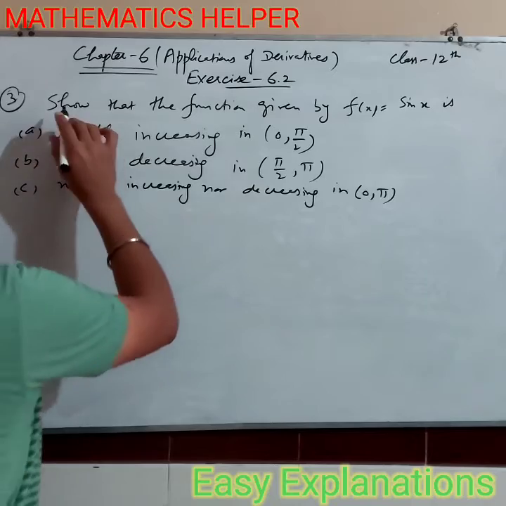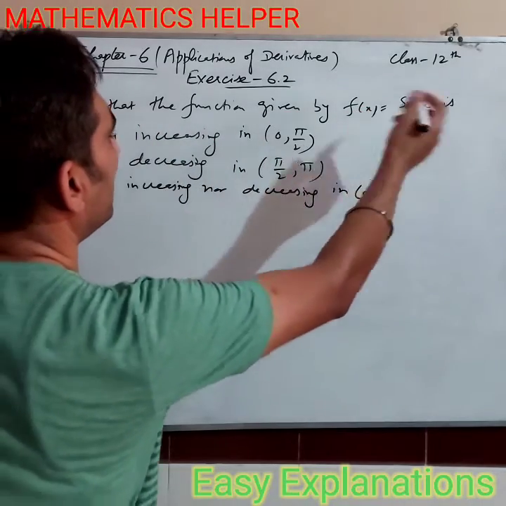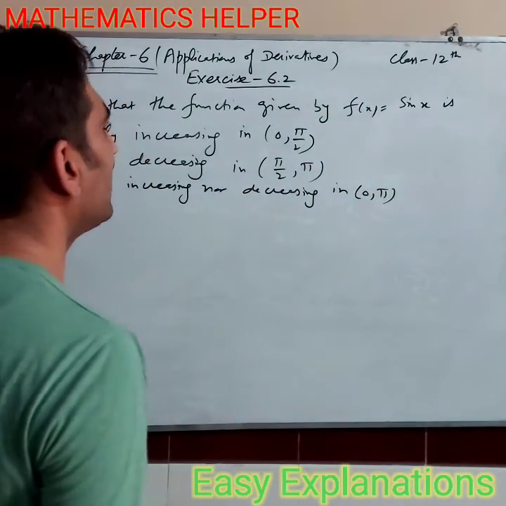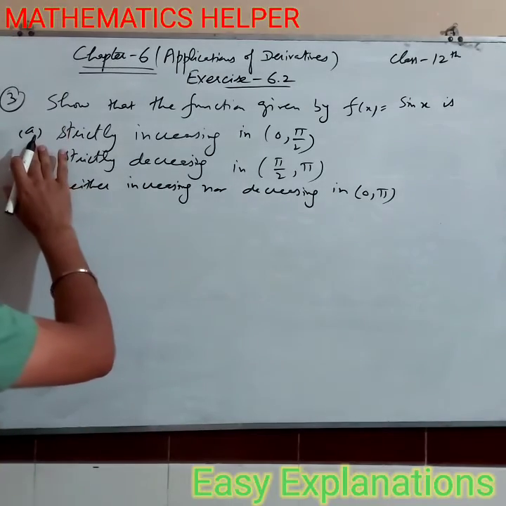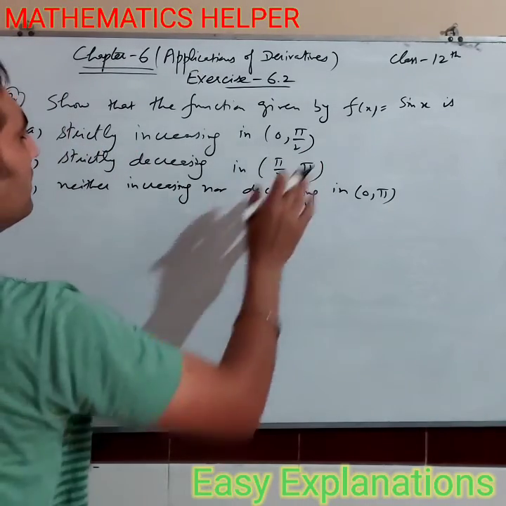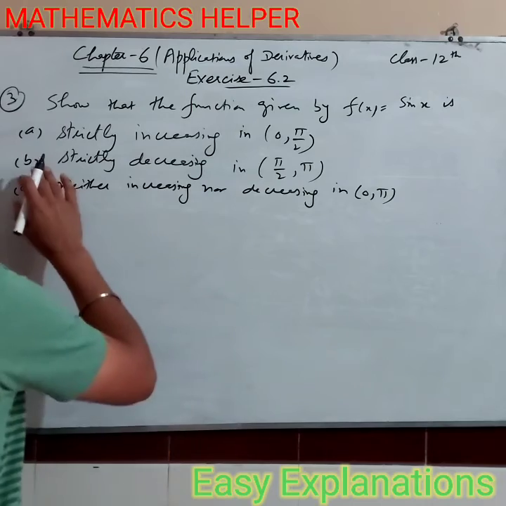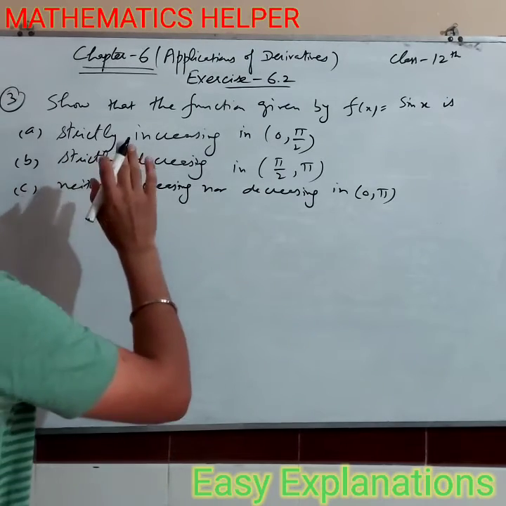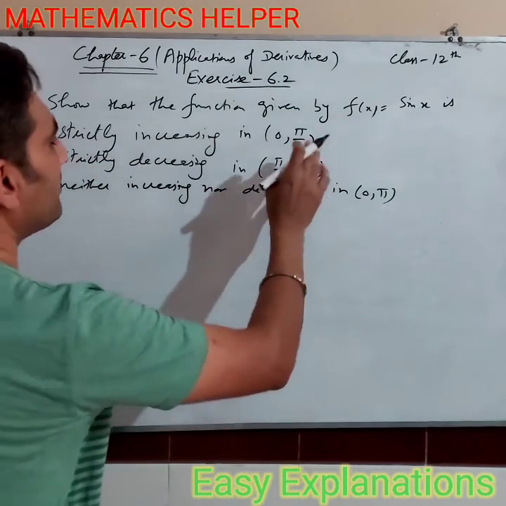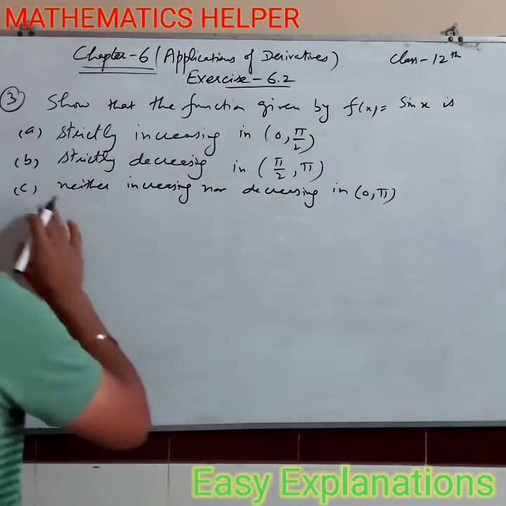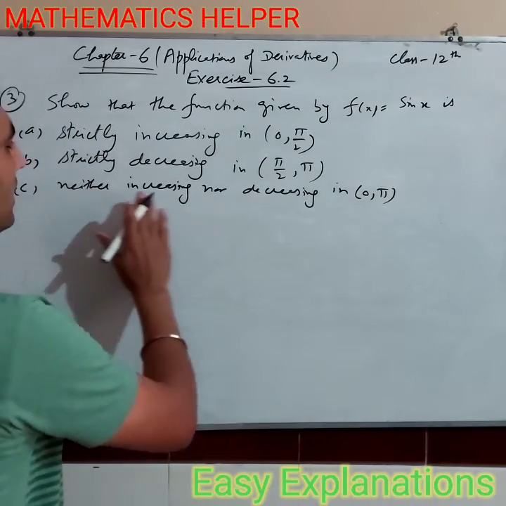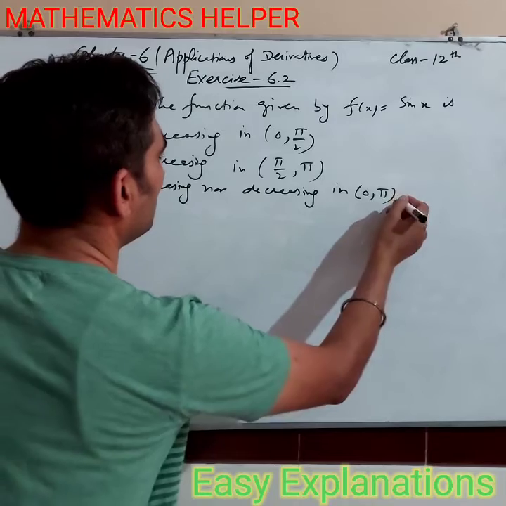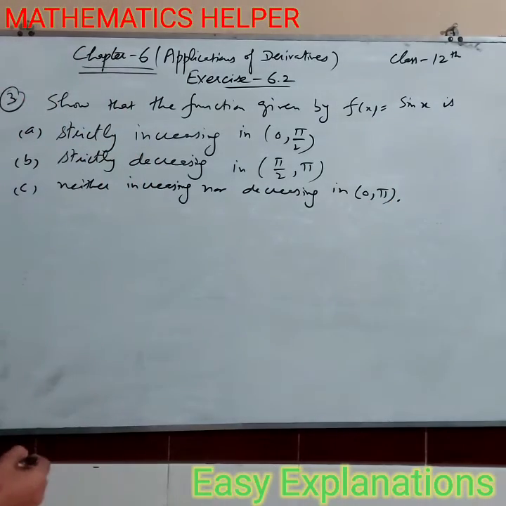It is like this. Show that the function given by f(x) equal to sin x is, first point A, strictly increasing in 0 to pi over 2. Second, point B, is strictly decreasing in pi over 2 to pi. And third, C, is neither increasing nor decreasing in 0 to pi.